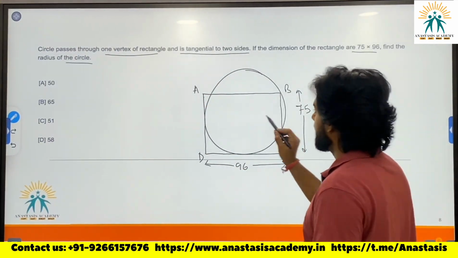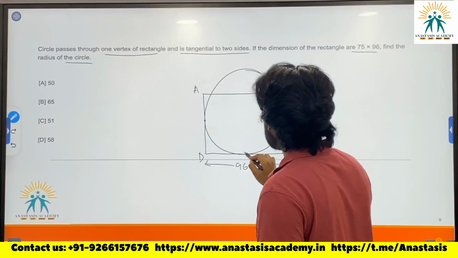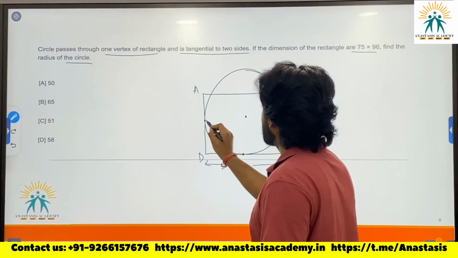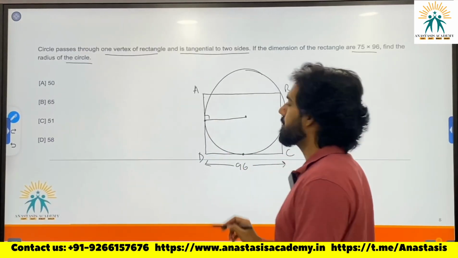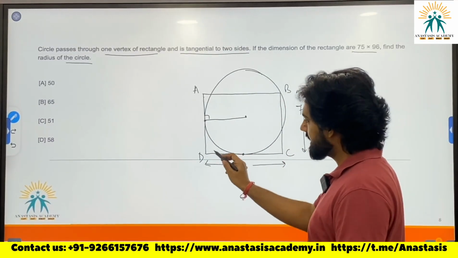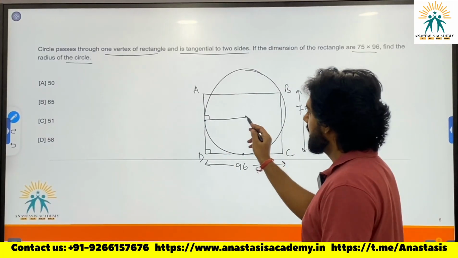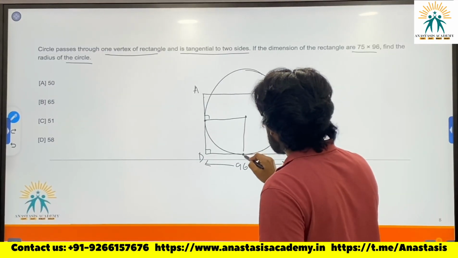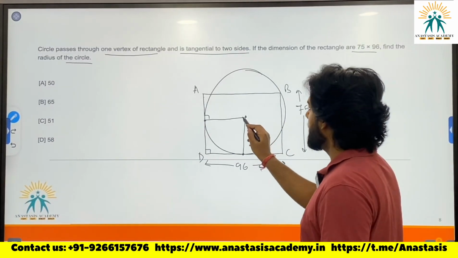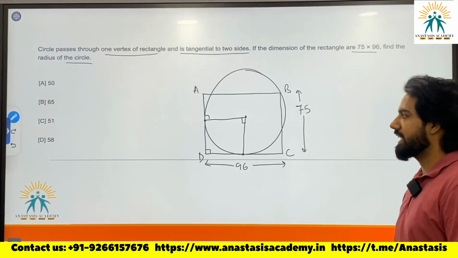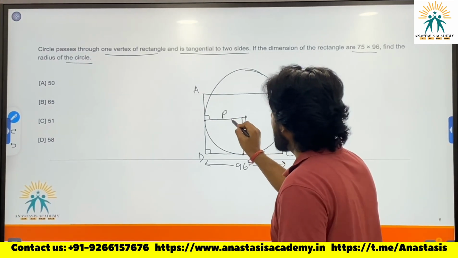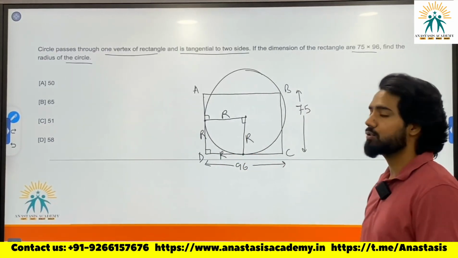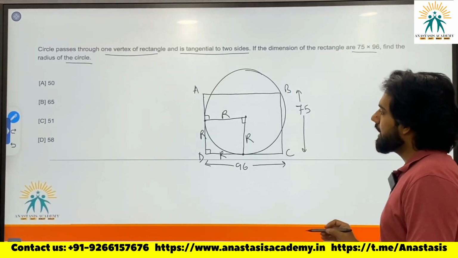So first of all, just connect the points of tangency to the center, because the line connecting the point of tangency to the center would be perpendicular to the tangent, and these two tangents are 90 degrees to each other. So this line would be parallel to a side of the rectangle, and the other line joining the center and the point of tangency would be parallel to this side of the rectangle. So this is the radius and this is also the radius. So it becomes a square of side equal to the radius of this circle.